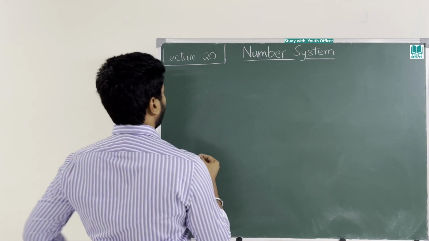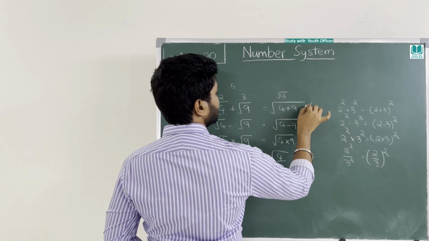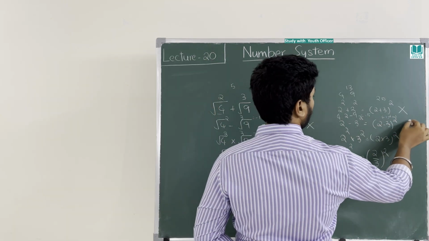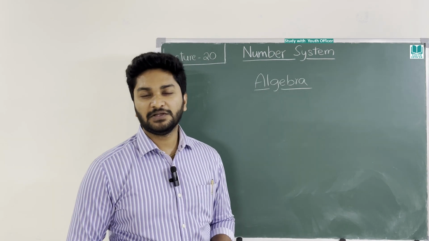0. Some properties. Square root of 13 is not 5, right? So you cannot take this case. So minus 5 is not equal to 1. This case also we can't take. I don't want to scare you, but I will teach you. The formulas will be like this.